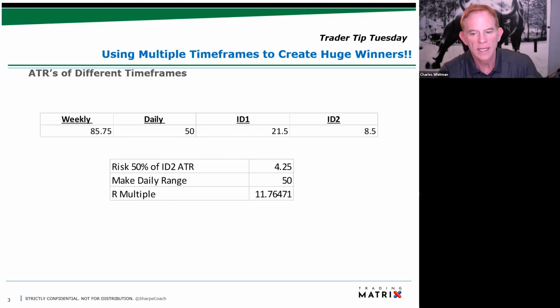And if we go through and we look at these average true ranges, we see that as we go down in time, the average true ranges in general get much smaller. So if we were able to come in and do a trade on ID2 and risk 50% of an ID2 ATR, we'd be risking 4.25 points. And if we could do this and catch a daily range, we'd make 50 points on the daily range. So 50 divided by a risk of 4.25 gives us an R multiple of 11.75. We make 11.75 times what we risk. And that's how we can create really big winning trades.